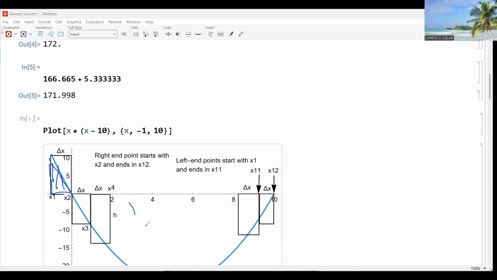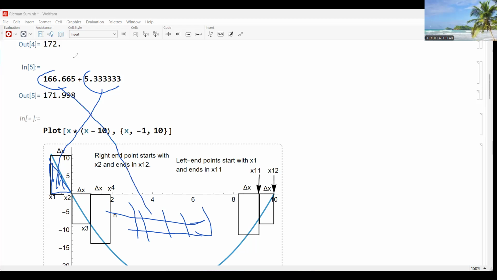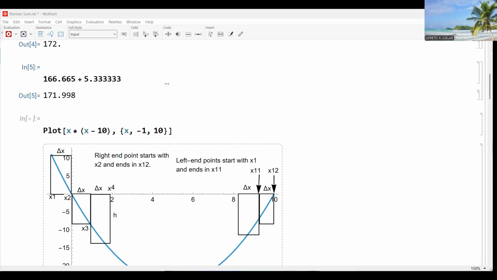Then the second area is below the x-axis. This one is negative 166.667. So we have to express this in terms of the absolute value and add to 5.33. So this is the area for 5.33. Now the 166.67, this is negative. So make this positive. So the total area is 171.998. So approximately that is 172.